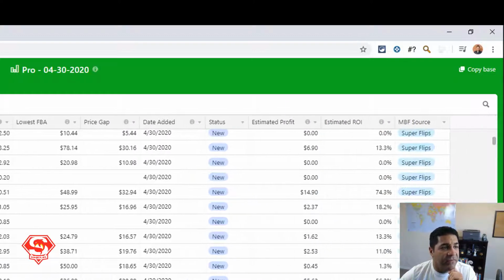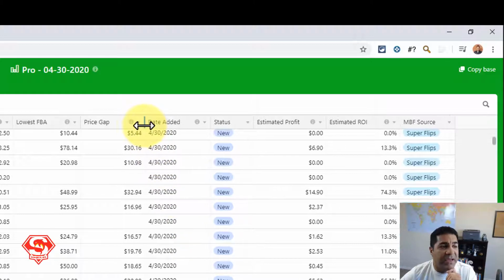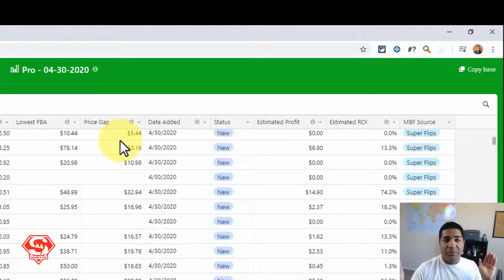All right, next we've got price gap. So the price gap is the difference between the lowest FBA price and the lowest used price. So typically what online book flippers want is for that to be as big as possible, right? Usually that means if there's a big price gap, there's big profit potential there, and it's worth investigating. So if the price gap is blank, that just means there's no lowest FBA price available.